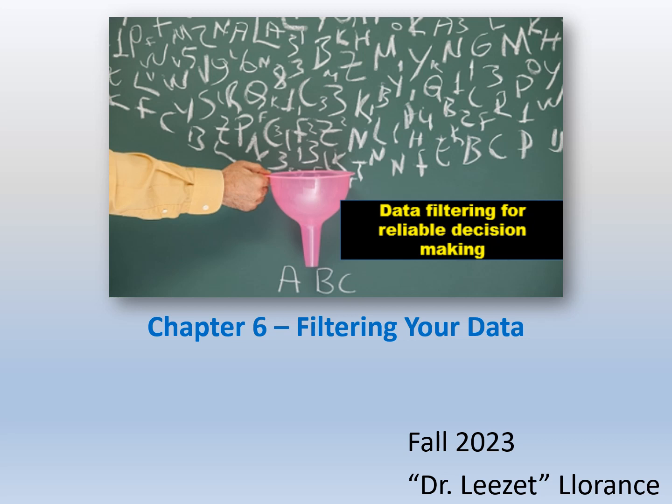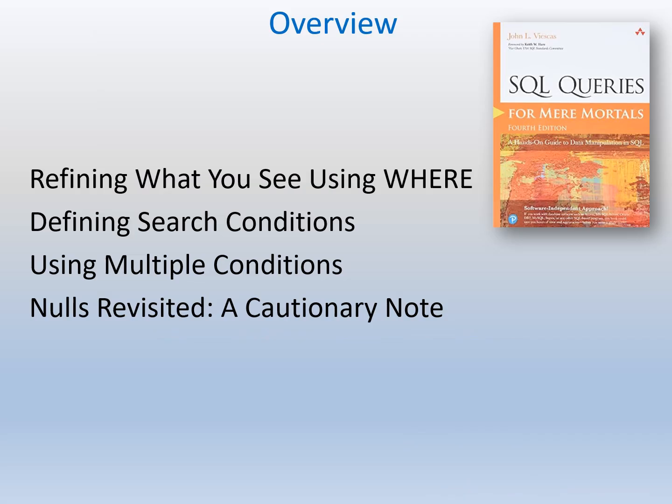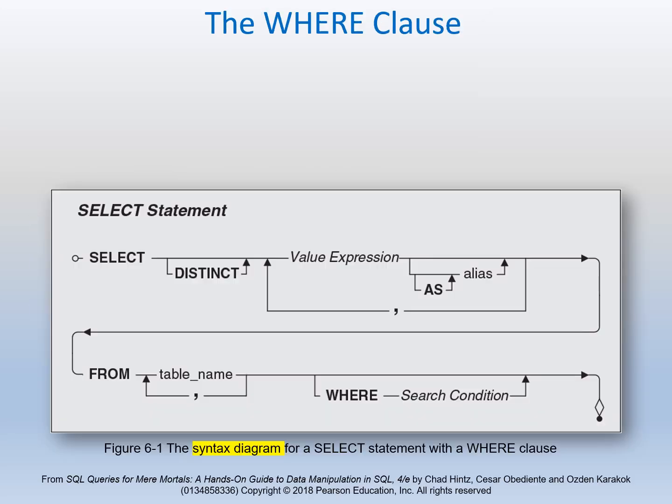This lecture is on Chapter 6, Filtering Your Data. I will introduce the where clause, which consists of one or more search conditions. The search conditions can have multiple conditions. We'll take a look at that, and I will end with a revisit of how to use nulls.